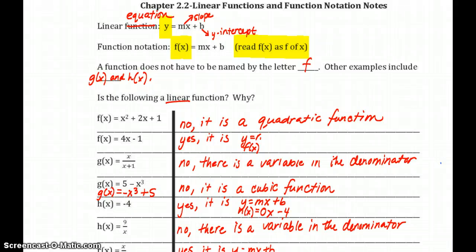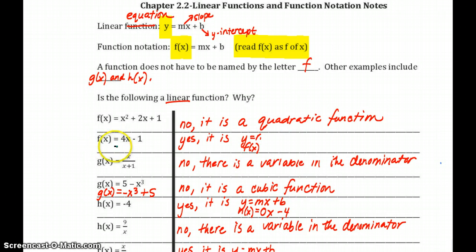So let's look at this first one. If it's going to be a linear function, it's going to be in the form y equals mx plus b. So that's what you're going to need to be looking for. So f of x equals x squared plus 2x plus 1. No, not a linear function because you've got this exponent here. It's to the second power, which makes it a quadratic function.